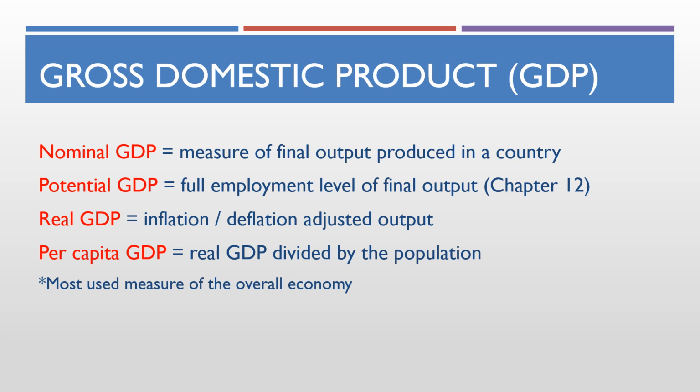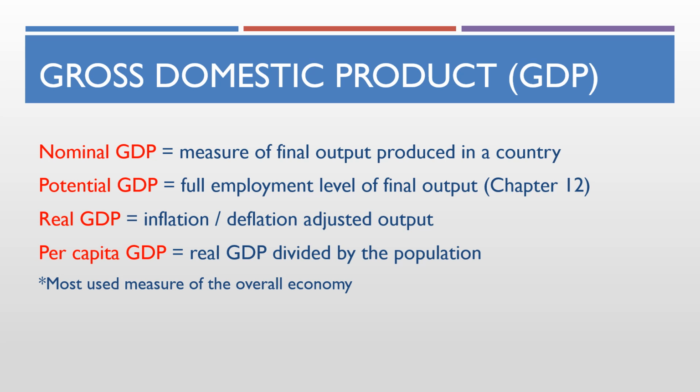Right? So the nominal GDP, which is the measure of the final output produced in the country. So this is basically the term that we use to measure the current year's gross domestic product in the economy without adjusting for any price level. Okay, so it's only counting current year terms.